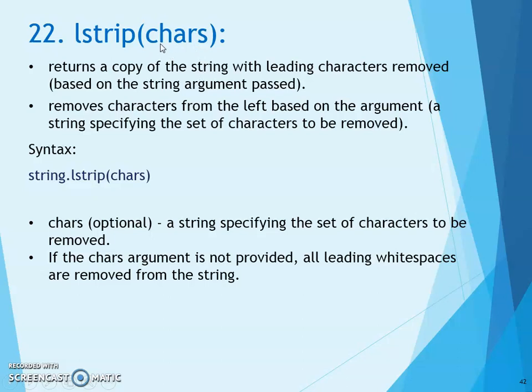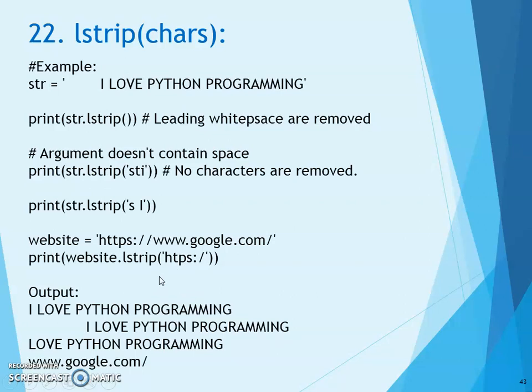This method is invoked by the object of the string where the string is stored, dot, the name of the method, that is lstrip, and the characters. This chars is optional. It stores the string specifying the set of characters to be removed. If chars is not given or not provided, then all the leading white spaces will be removed from that string. Now we'll see some examples.